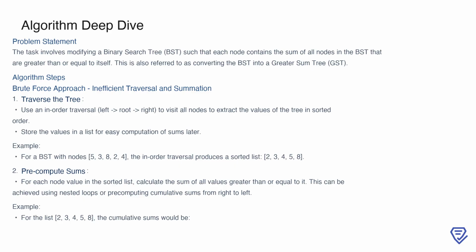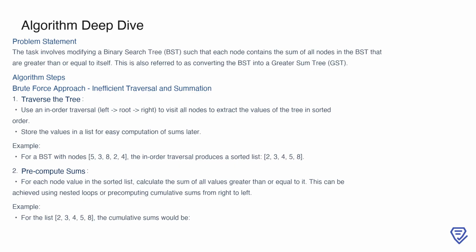For example, in a BST with nodes 5, 3, 8, 2, and 4, the in-order traversal yields the sorted list 2, 3, 4, 5, 8. Once we have this list, we can calculate the sum of all values greater than or equal to each node. This can be done by either iterating through nested loops or by pre-computing cumulative sums from right to left. For instance, the cumulative sums for the list 2, 3, 4, 5, 8 would be calculated as 22, 20, 17, 13, and 8. Finally, we perform another in-order traversal of the tree to replace each node's value with the corresponding sum from the pre-computed list.